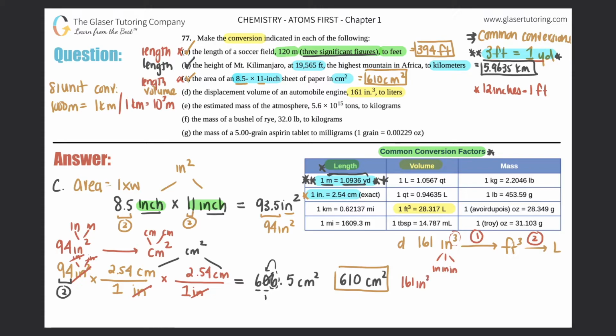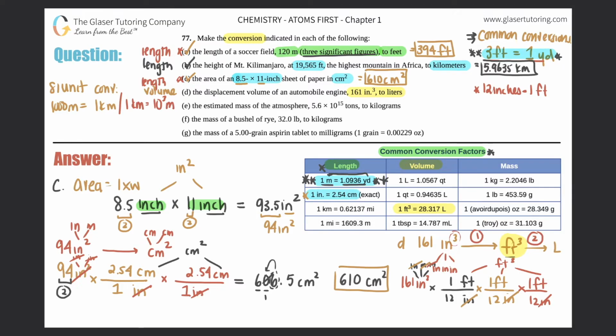161 inches cubed. This just means inch, inch, and inch. Inches on the bottom, feet up top, because I want to try to get to feet cubed. And there's 12 inches in 1 foot. But how many times do we got to do this? 3 times. So 1 foot, 12 inches. This inch will cancel out with the first one. This inch will cancel out with the second one. And do it one more time. 1 foot, 12 inches. This inch will cancel out with the third one. And voila, you now have feet cubed, which is what you have here.